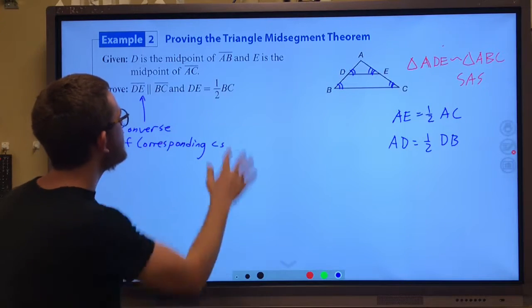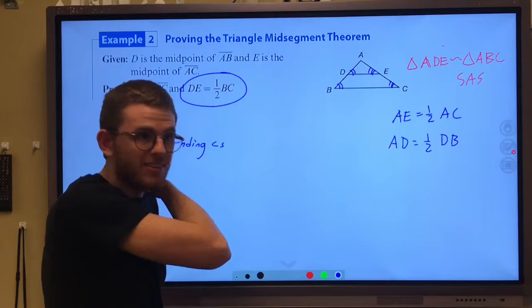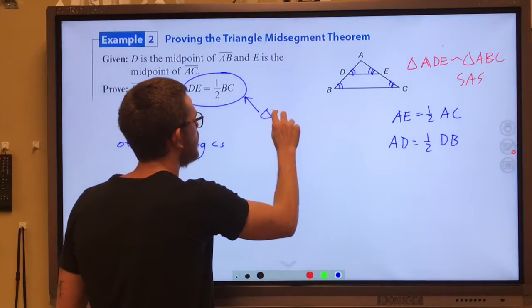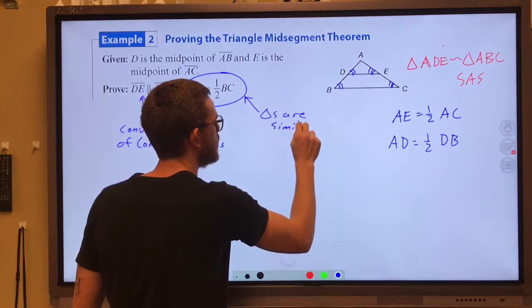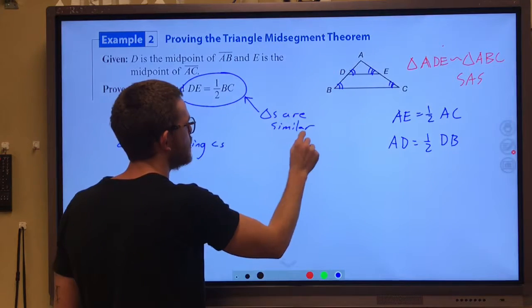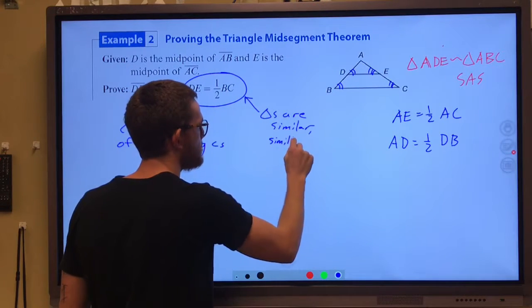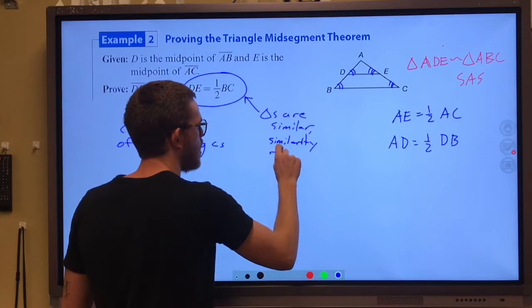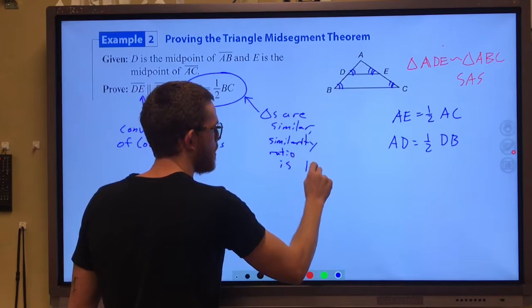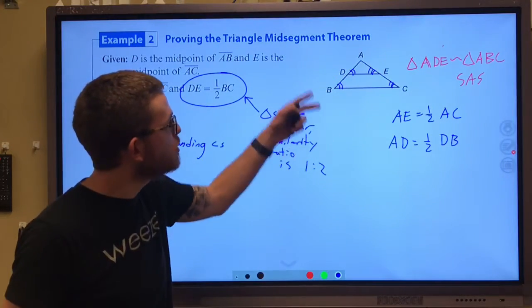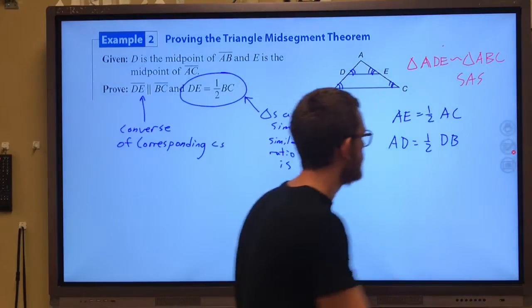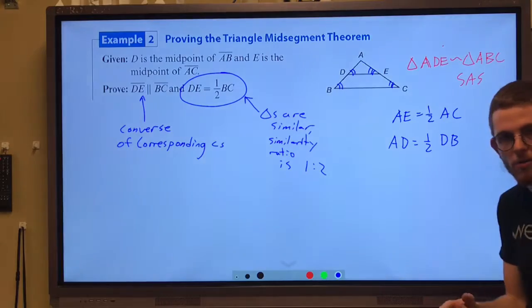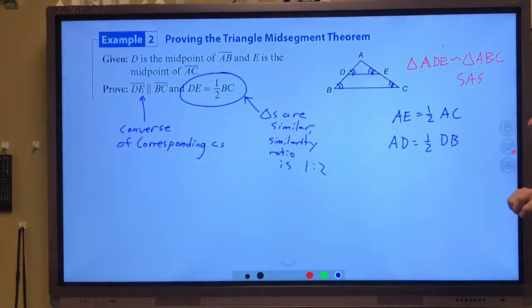How do we know that DE is half of BC? It's because those triangles are similar, and that is the similarity ratio. That's the same ratio we used to show that those were proportional, that those triangles were similar in the first place. So that's a quick proof. I didn't write it up formally, but I talked all the way through it and showed you what I would use for every step of the way.